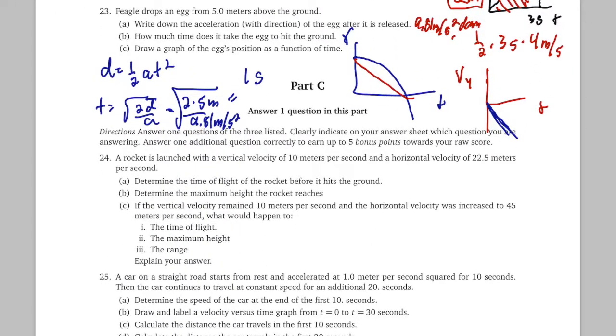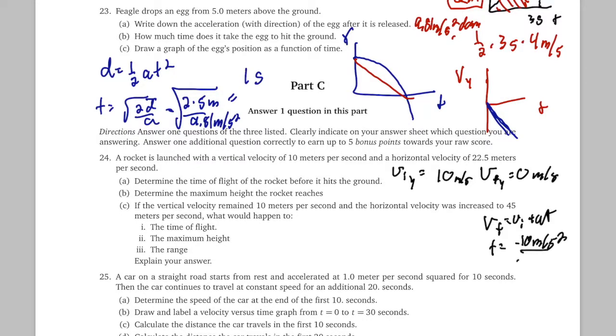All right, for 24, this is one that I know definitely gave people a lot of trouble. To figure out the time of flight, we need to figure out how much time it takes for the y velocity to become 0. So V initial in the y direction is 10, and we want to know how much time it takes to get to 0. Once we have that amount of time, we're going to double it. So I would say that V final equals V initial plus AT. So T is going to be equal to negative 10 meters per second divided by negative 9.81 meters per second squared.